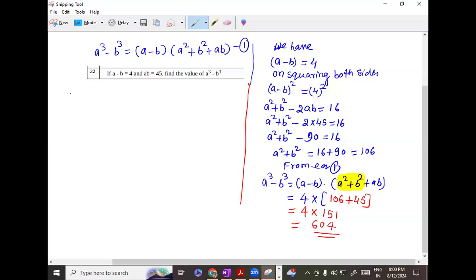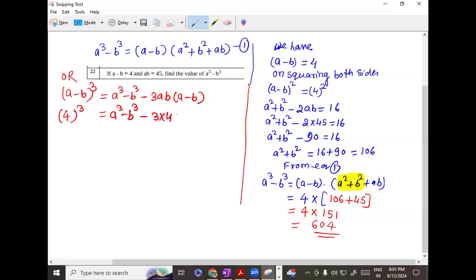Tell me, a minus b whole cube? Sir, a minus b whole cube equals 4 whole cube, which will become a cube minus b cube minus 3ab into a minus b, right? Yes, sir. Equals 64. I sent one paper at my school, PT2, and solve the given questions, okay? After completing the class. Okay, tell me, a minus b whole cube is? 4 cube, so 4 cube is 64. And here 3ab, ab means 45, and a minus b is 4. Then 4 cube means 64. Okay. A cube minus b cube minus 540.